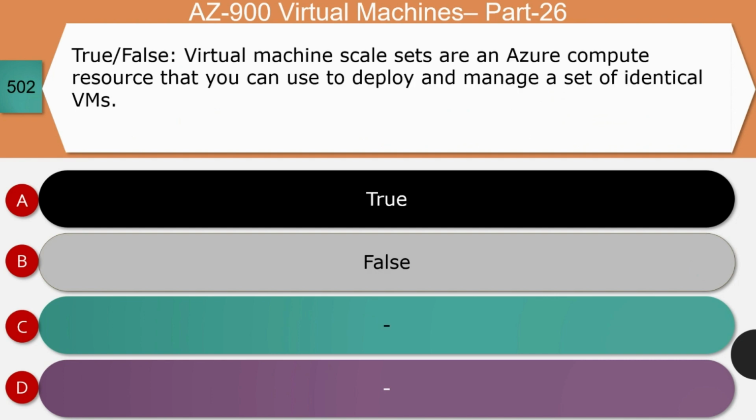Next question, true or false? Virtual machine scale sets are an Azure compute resource that you can use to deploy and manage a set of identical VMs. Is it true or false? The right answer for this question is true. Let's see the reason. VM scale sets are identical VMs used to achieve scalability as well as high availability features in the cloud. They can be deployed in the same configuration, size, and other stuff like the original VMs as many number of times based upon the requirement. And so the right answer for this question is true.